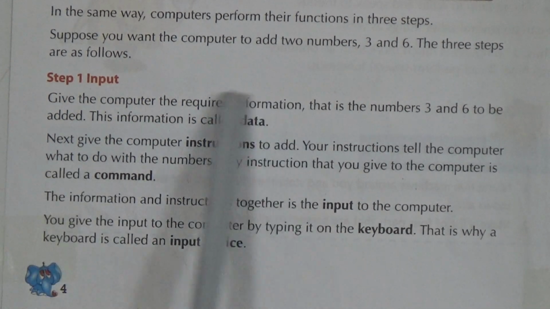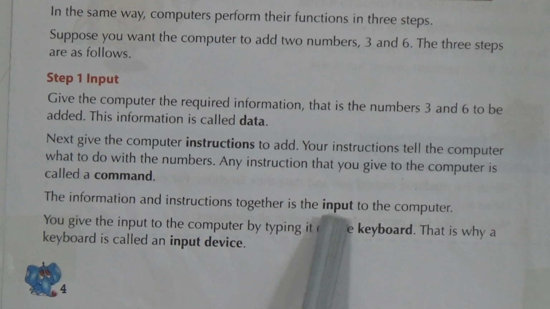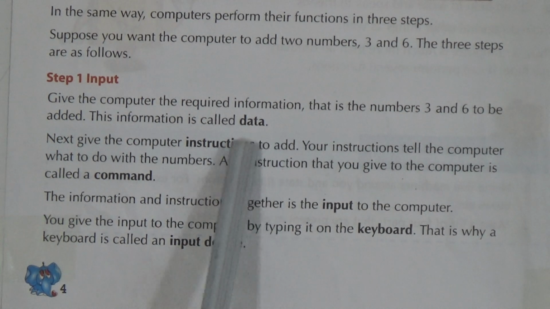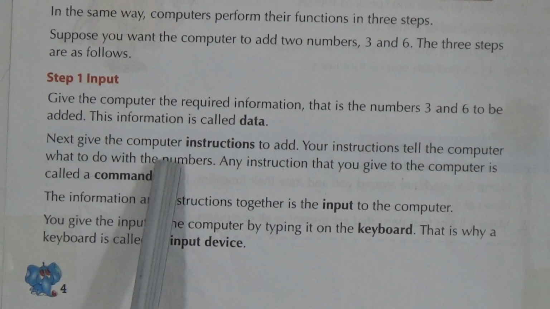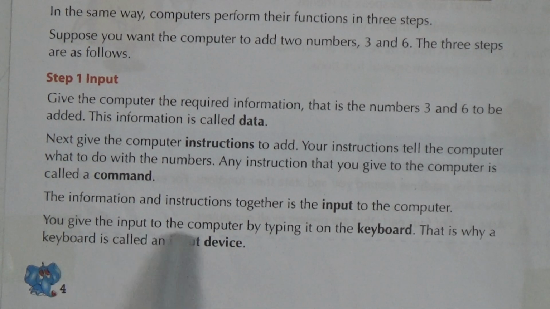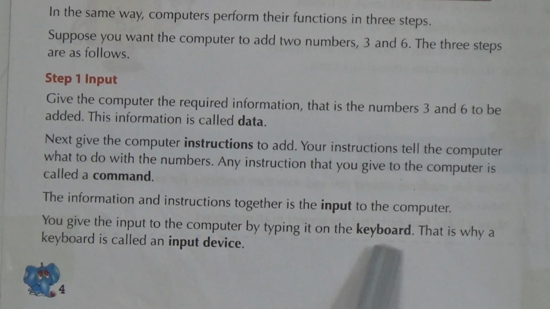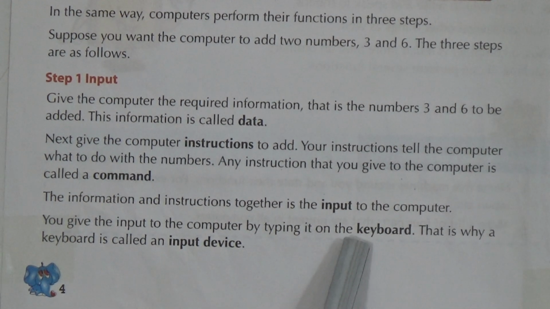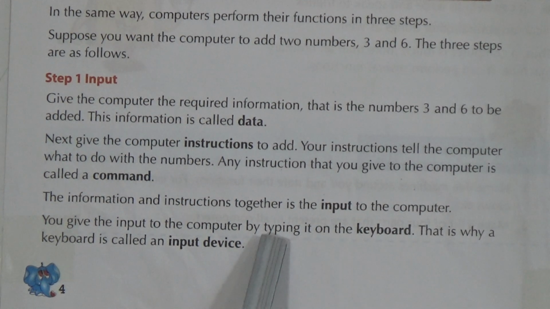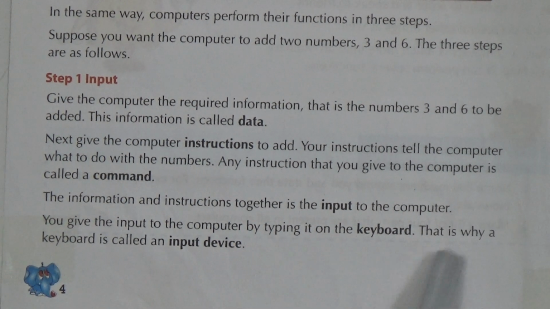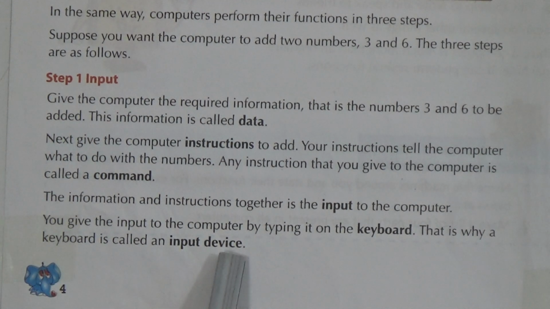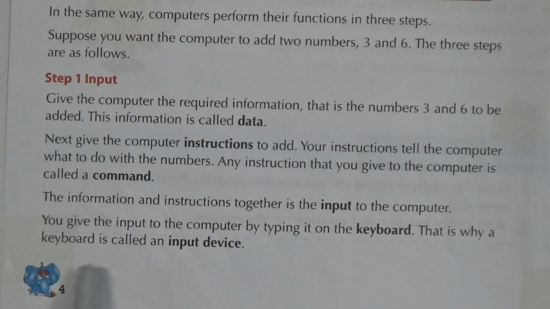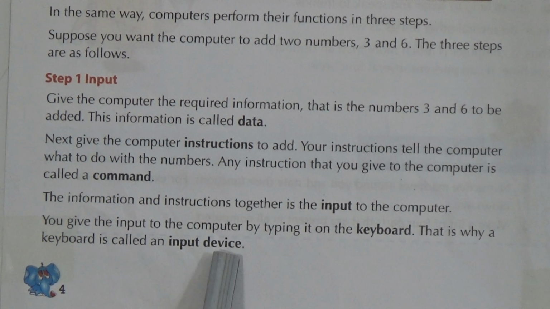So, the things we're doing here, this is called the input to the computer. We tell the computer the data and give the instructions that they are to be added. You give the input to the computer by typing it on the keyboard. You saw the keyboard in the previous lesson, among the parts of a computer. In the keyboard, we can type the numbers. That is why a keyboard is called an input device. Using the keyboard, we are giving input of our data. So this is called an input device.